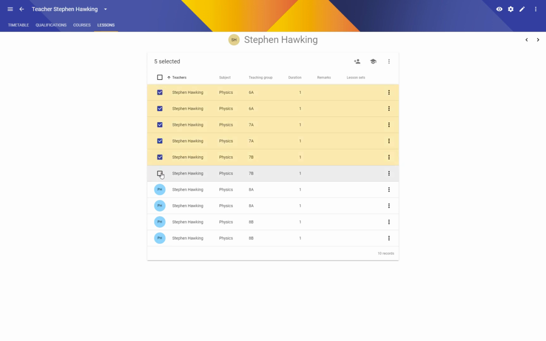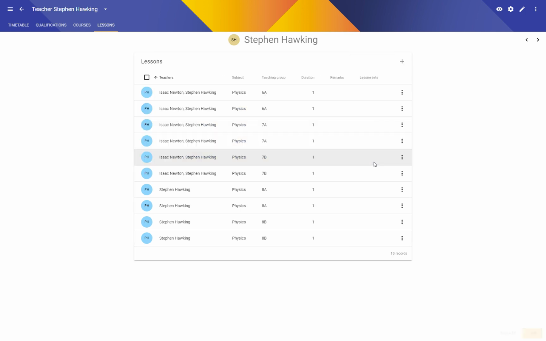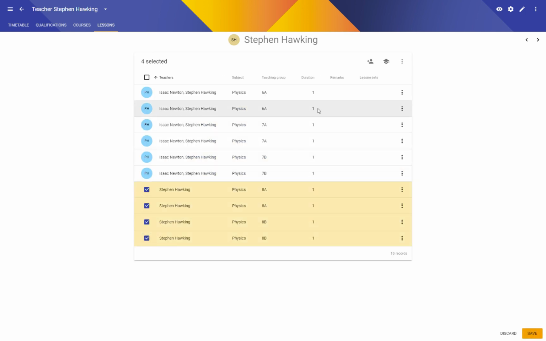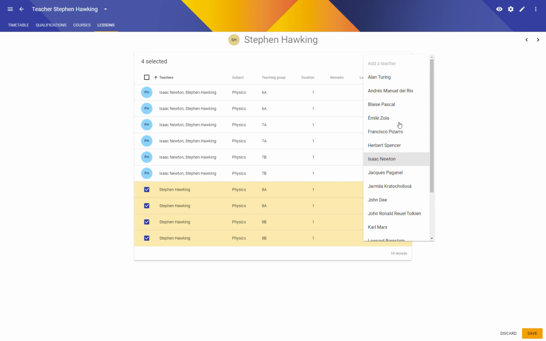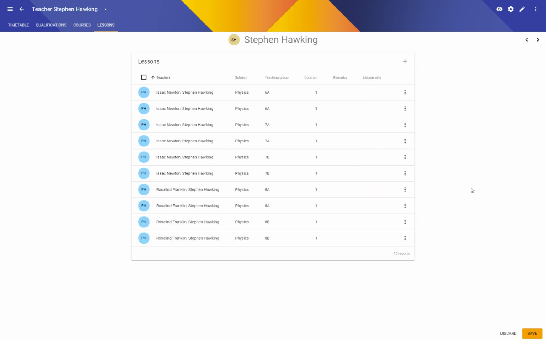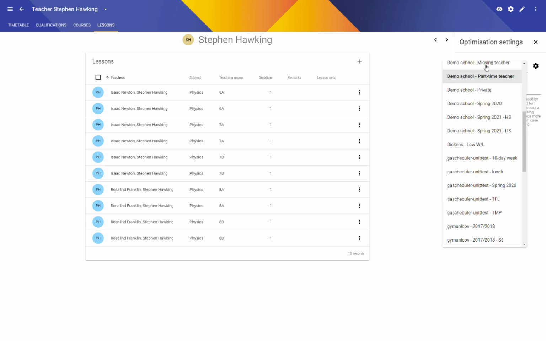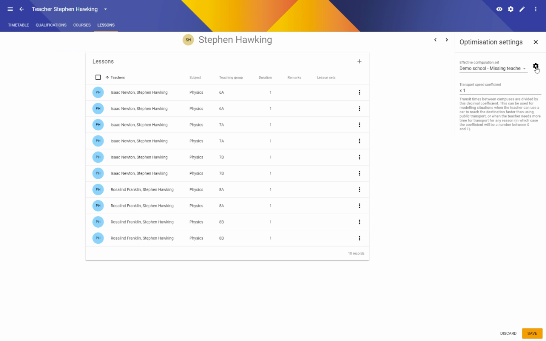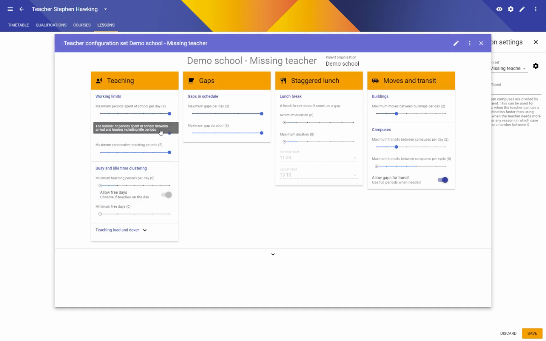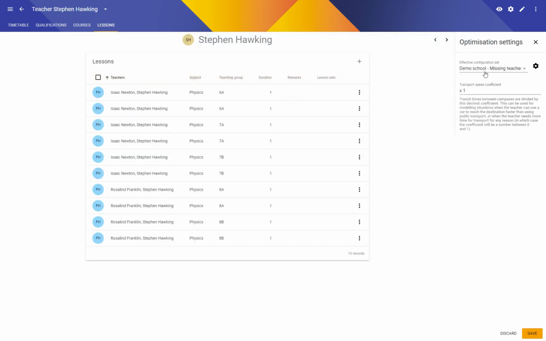So 6 of the lessons will be taught by Newton, and 4 of the lessons will be taught by Franklin. There she is. Also, what we need to do is change the configuration set for Stephen Hawking, not to interfere with the timetable creation. So I've created a missing teacher configuration we can review. Basically, this configuration allows a terrible timetable, but that doesn't matter because this teacher is actually missing, so that's what we want.